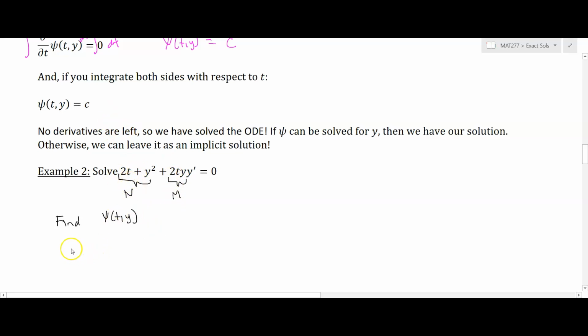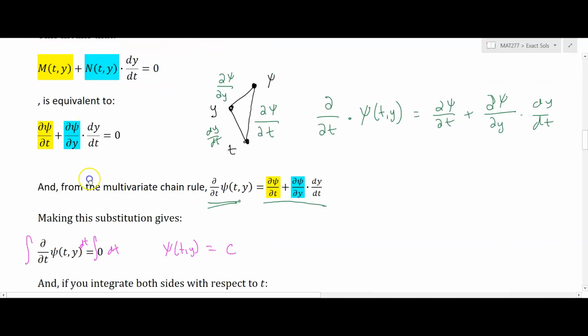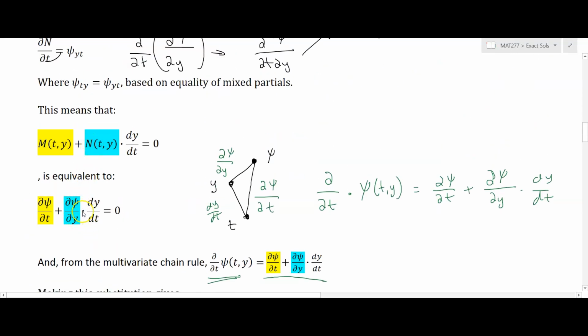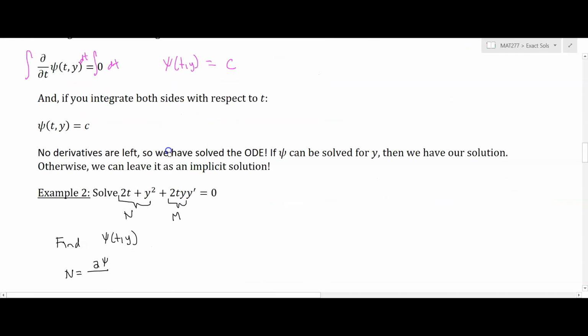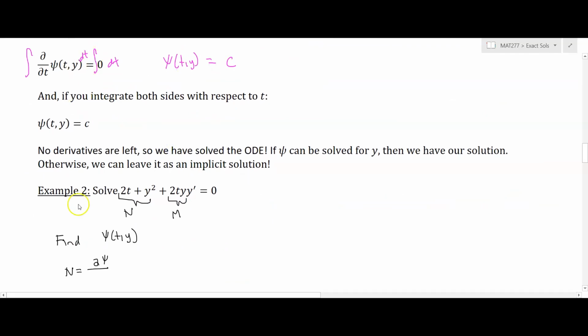So n, we said, is the derivative of psi with respect to y. I'm sorry, with respect to t, yeah. So n is the derivative of psi with respect to t. That means that if that's the case, then the derivative of psi with respect to t is equal to 2t plus y squared. Well, I can solve for psi in this equation by integrating both sides with respect to t.